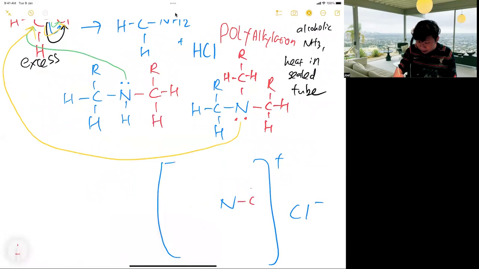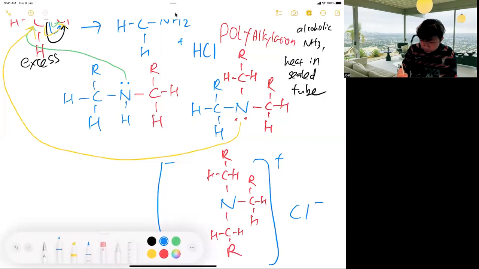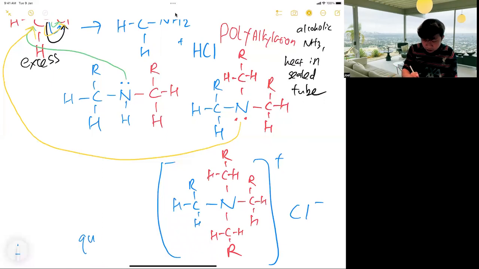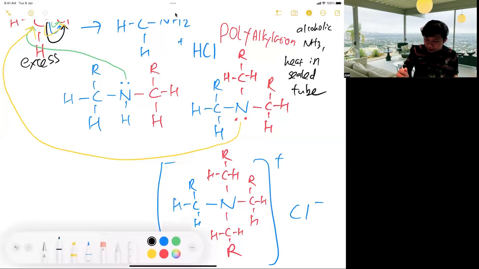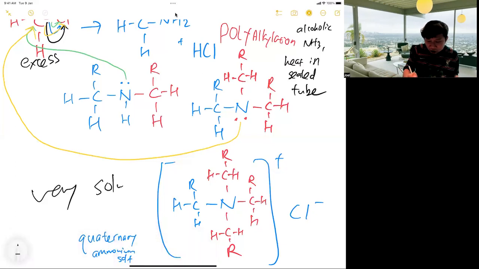I'll tell you the hints. How will they hint you to draw this? Because they won't say, please do that. So it's CHHR, and also CRHH, and Cl minus. This is called a quaternary ammonium salt. Yeah, this part I just cannot spell. Is it soluble in water? Very soluble in water. This is a hint. They say the final product is suddenly very soluble in water.